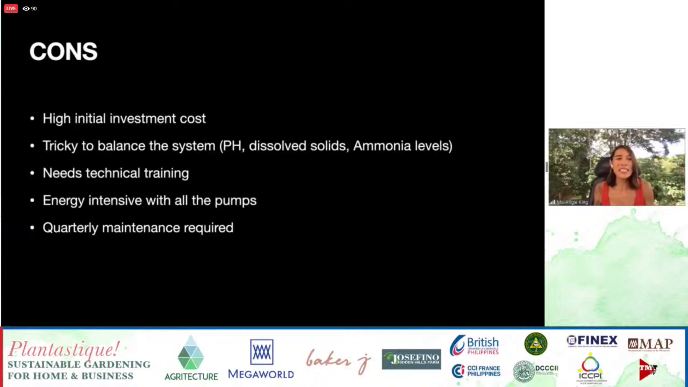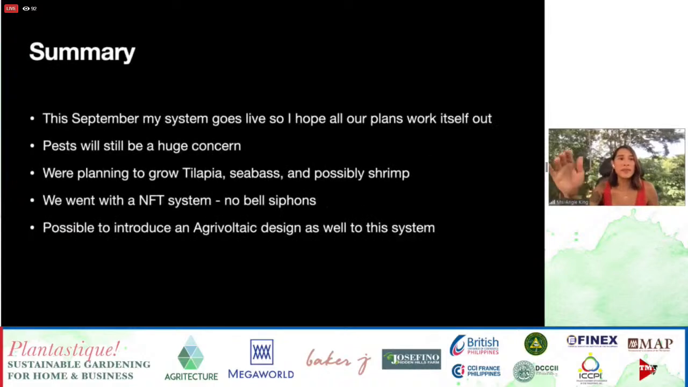And also it's very energy intensive because of all the pumps. You always need oxygenation pumps for the fish. You need the pumps to circulate the nutrient film or the water through the NFT beds. And then quarterly maintenance is required so that you make sure that none of the tubes get clogged and you just clean any algae out.